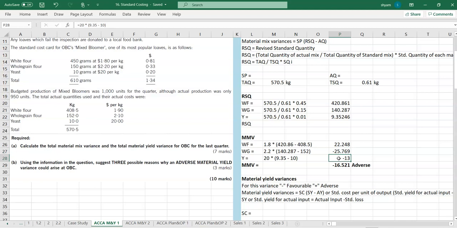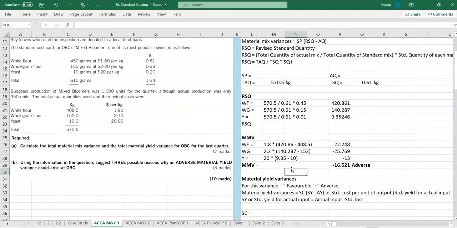And what does the total adverse tell? The total adverse tells that this product is consuming more, it has crossed the standard proportion limits, and also it is using a lot of costly raw materials. It should have used only 9.35, but it has used 10. So it is using a costly material. 2.2 is also costly when compared to 1.8. They are using less of the cheaper raw material, but more of the costly raw materials. So that will lead to more adverse variance.